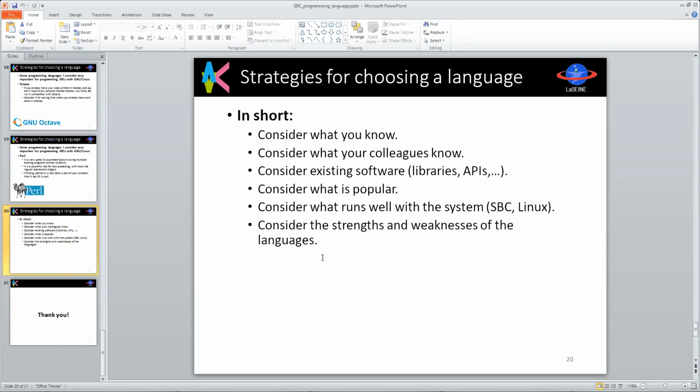I would consider what is popular in the market at the current time, and I would consider what is running well with Linux and SBC, what makes sense in that environment, right? And as the last point, I would look at the strengths and weaknesses of the languages I have available and try to come up with which one is the most appropriate. So I think this sums up the strategies.